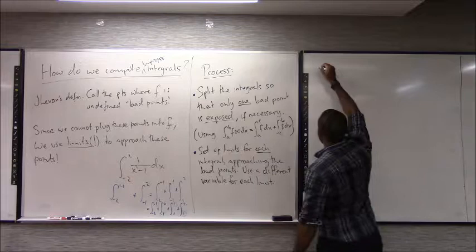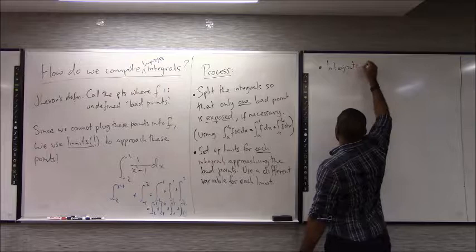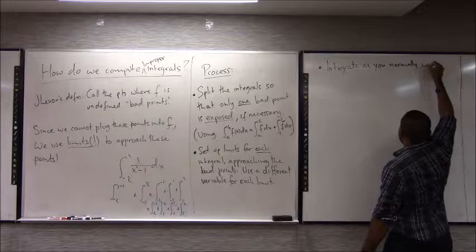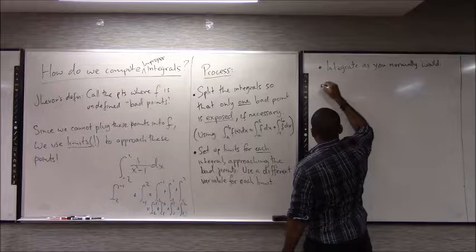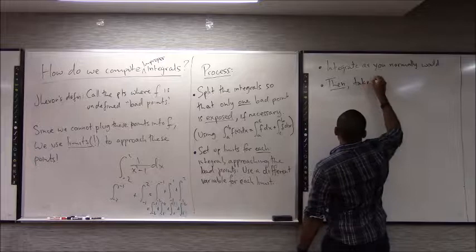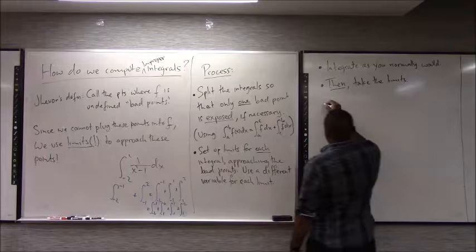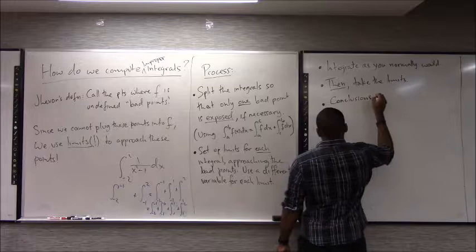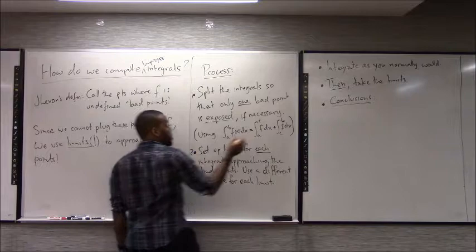Now, third, you're going to integrate as you normally would. Then, fourth, after doing that, take the limits. Then, finally, fifth, you can make some conclusions. So you pretty much do things in this order: 1, 2, 3, 4, 5.